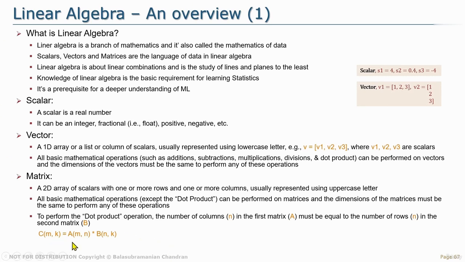Consider the multiplication of these two matrices A and B. The matrix A with the number of rows m and the number of columns n is multiplied with the matrix B with the number of rows n and the number of columns k. The resultant matrix C will have the number of rows m and the number of columns k. Here is an example of a matrix with 2 rows and 3 columns.